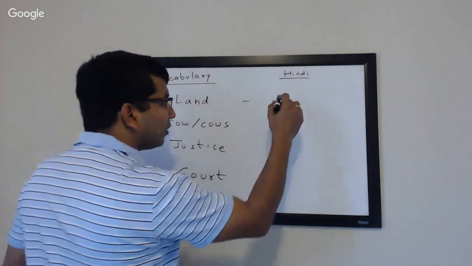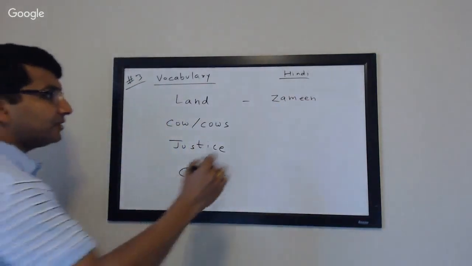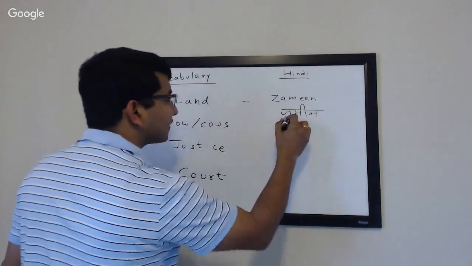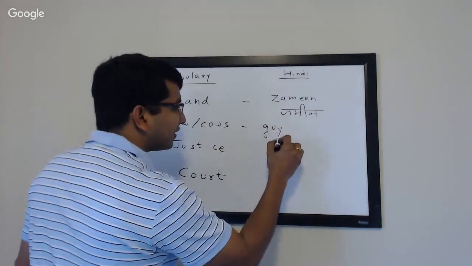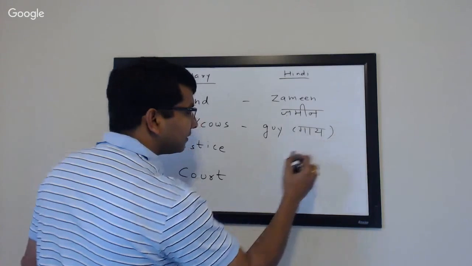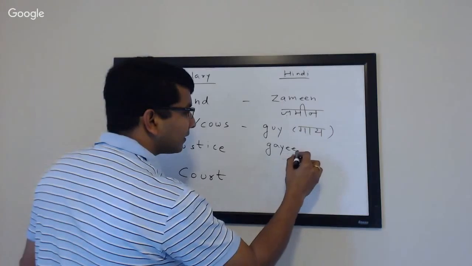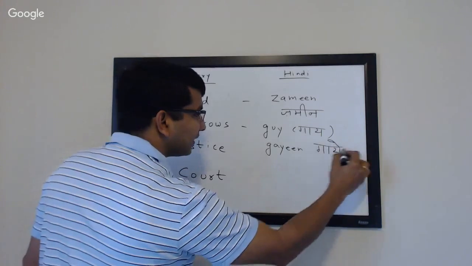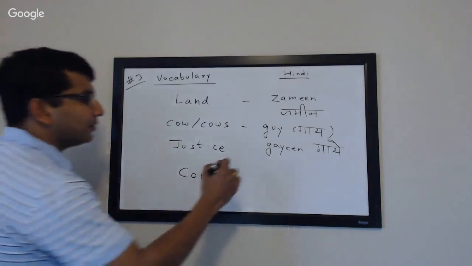Land, you can say bhumi or zameen. Okay, zameen. So you have a z, ma with e in zameen. Cow, I think most of you know, is basically gaay. If you're talking about one cow, it's g with a and then ye. If you're talking about multiple, it's gaaye. So g with a and then ye with a. Gaaye, cows.